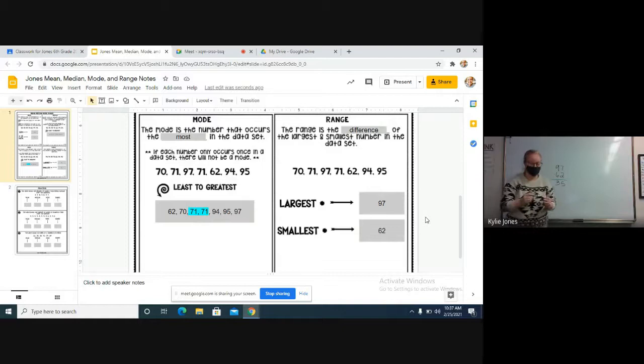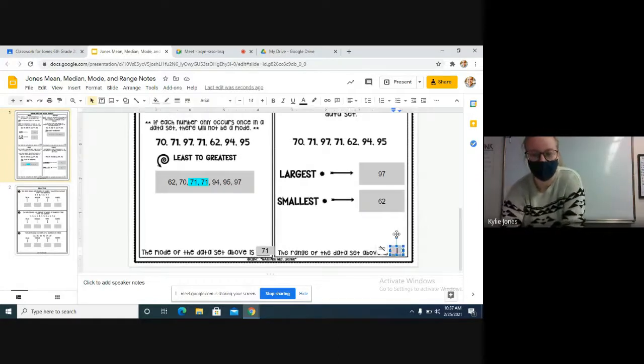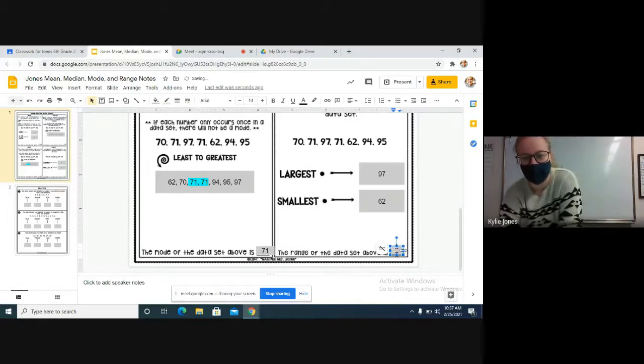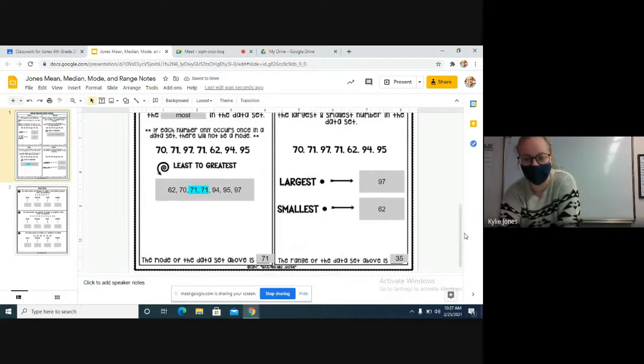Okay, what is 97 minus 62? 35. So you got to subtract them. And when you subtract, you get 35. That is our answer. The range is 35. So when you think about the range of something, it's the amount of numbers in between the biggest number and the smallest number. There's 35 numbers in between 62 and 97.